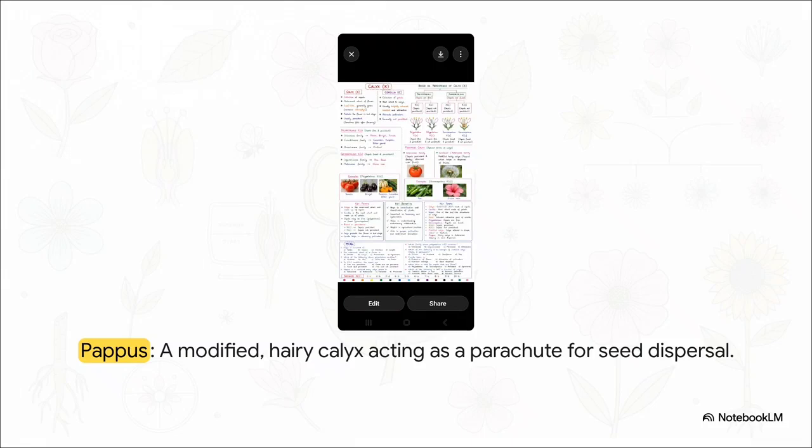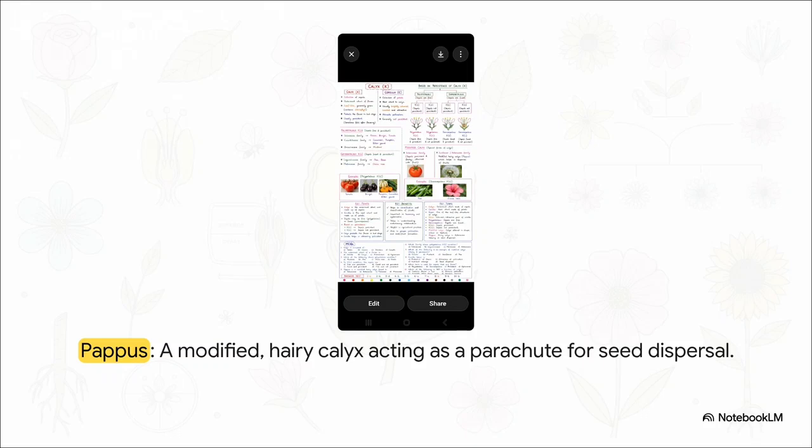Take a look at this modified fluffy calyx. In the Asteraceae family, which includes things like sunflowers, the calyx doesn't just sit there acting like a basic green leaf. It dramatically alters its shape and texture into what botanists call a pappus. It gets all hairy, light, and fluffy.